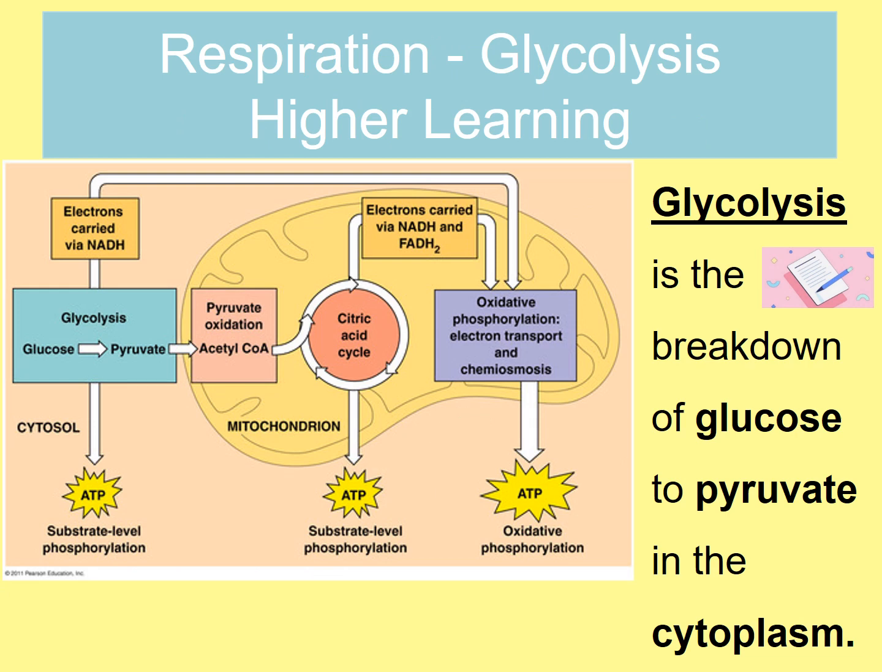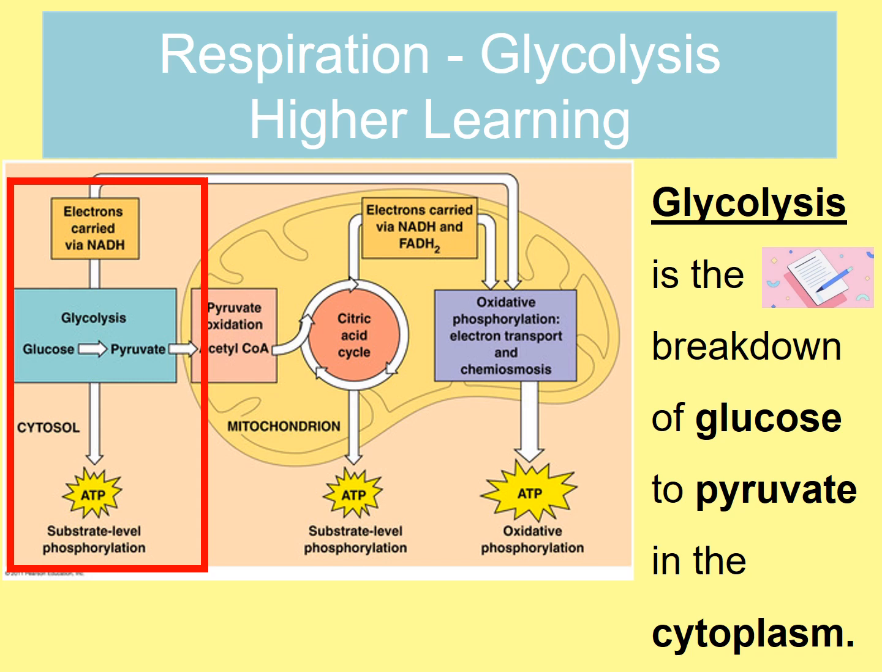Cellular respiration is a series of metabolic pathways that brings about the release of energy from a foodstuff and the regeneration of the high energy compound adenosine triphosphate, otherwise known as ATP. To begin the respiration journey, we look at the first stage, which is called glycolysis. Glycolysis is the breakdown of glucose to pyruvate in the cytoplasm of the cell.